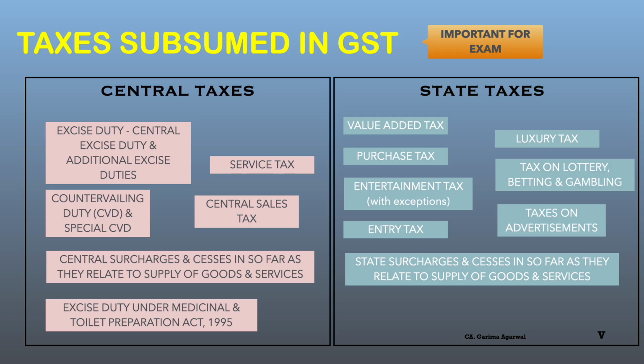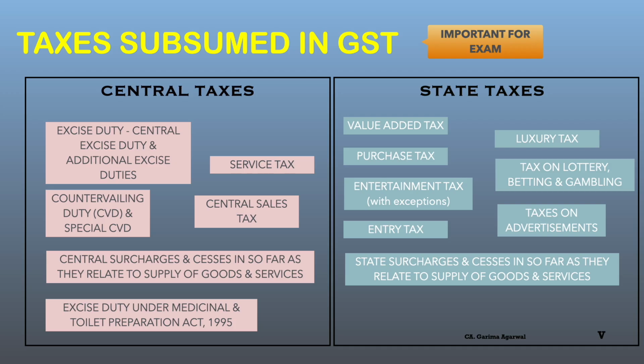Then, entry tax or octroi. Old way, a massive headache for business. Tax paid just for bringing goods into a city or state. Example, trucks were stuck at border checkposts. So in GST, it was all abolished. In GST, goods moved freely across borders without tax barriers.